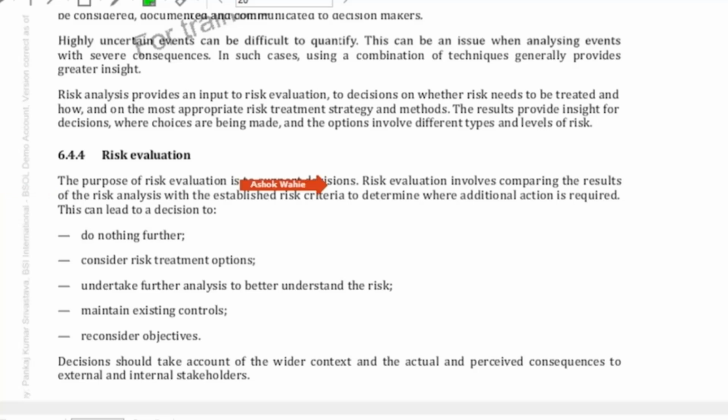When we evaluate the risk, this will help us take a decision. Risk evaluation involves comparing the results of the risk analysis with the established criteria. So what is your criteria? To determine the likelihood, the criteria was low, medium, high. For the impact, it was also low, medium, high. Based on the criteria of likelihood and impact, we have arrived at a value of high.